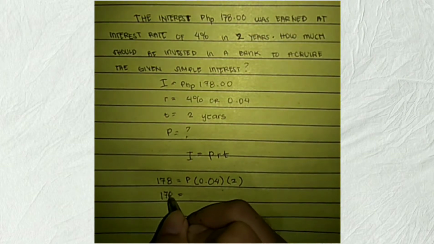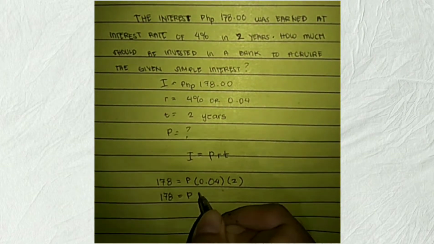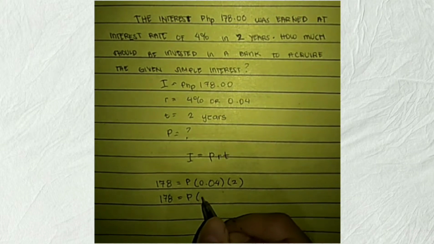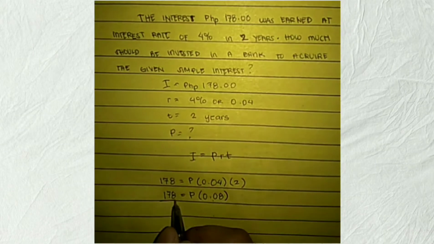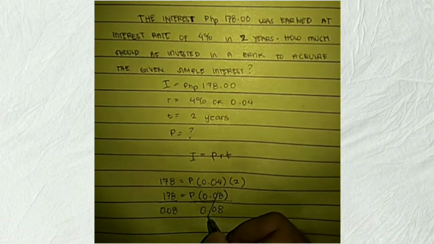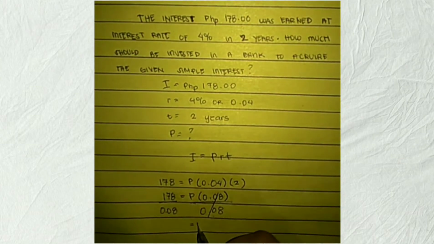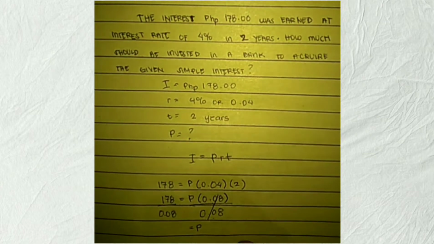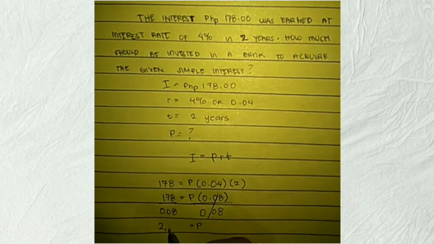Bring down the 178 and multiply our rate and our time, which equals 0.08. Divide both sides by 0.08. Cancel out the 0.08 over 0.08. Bring down P, divide 178 by 0.08 equals 2,225.